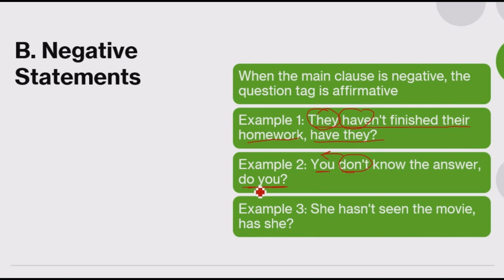Example 3. She hasn't seen the movie. So hasn't, this is the negative, just like the other two examples. She hasn't seen the movie. So now this one becomes has she? Has she seen the movie? She hasn't seen the movie. Then the question tag will have a positive connotation, has she. So these are the two standard ways you form question tags.